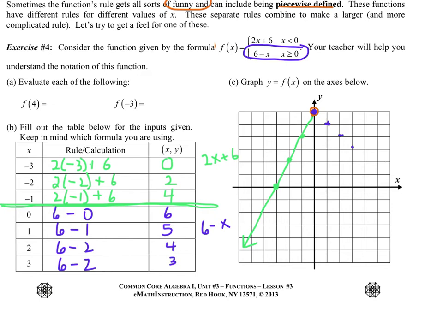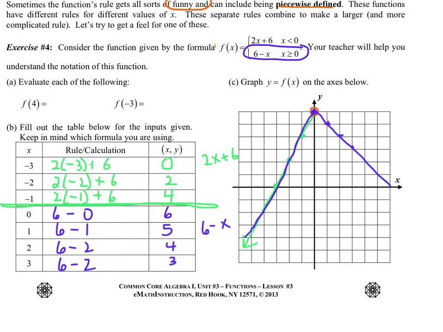So here's my second part of this graph. Up to 0, the graph looks like this, but after 0, the graph looks like this. So it's going in a different direction. It's kind of slanted a little less than the first part was slanted. We call that its slope. So it changed in the middle, it changed at 0.